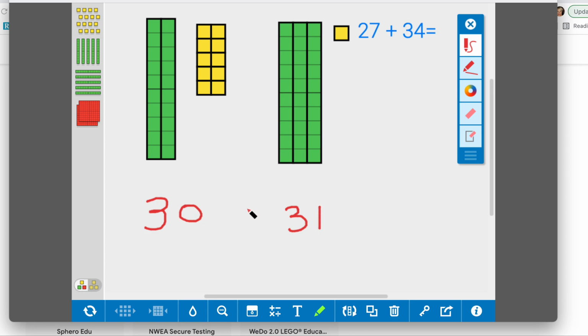So this is going to make it much easier to add in my head because I know 30 and 30 is 60 and I only have one left. So my sum would be 61.